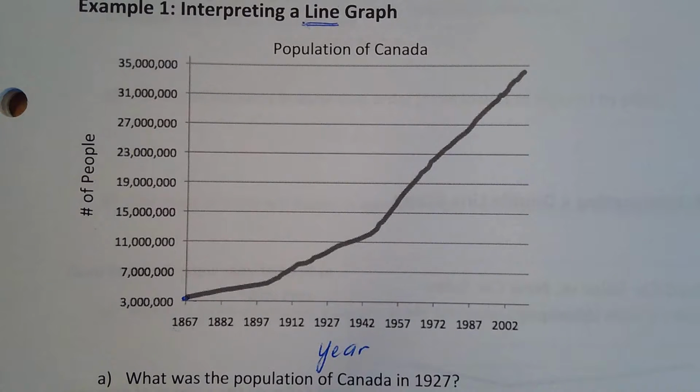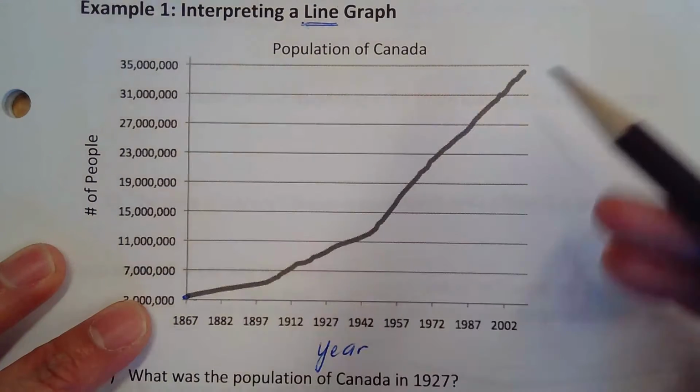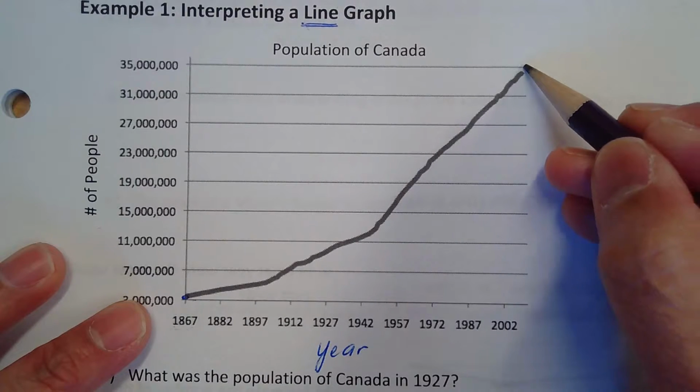35 million. Okay, is everybody okay with that? A little less under, maybe about 34 and a quarter. Okay, so approximately 35 million, a little bit less because it didn't really touch that.